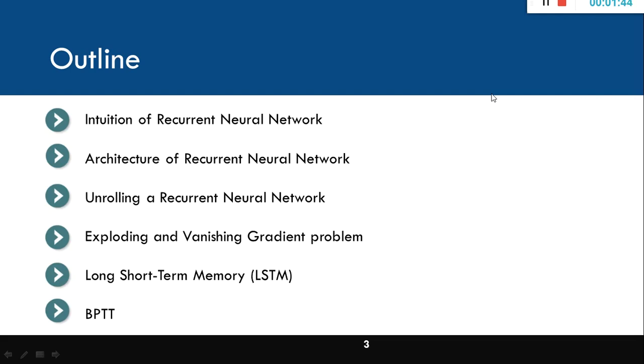Now let's try to understand the intuition of recurrent neural network and the architecture of recurrent neural network, and we'll continue understanding the unrolling recurrent neural network, and also understand the problems or the disadvantages of using a recurrent neural network, such as exploding and vanishing gradient problem, and what is the solution for this. We'll discuss the solutions also for the same, and also we'll discuss the advanced RNN, one of the RNN's variants, the advanced LSTM. Also we are going to take a look at it, and finally we'll try to understand what is backpropagation through time.